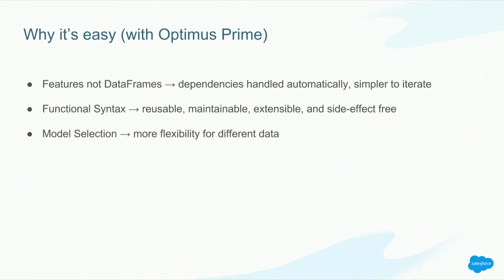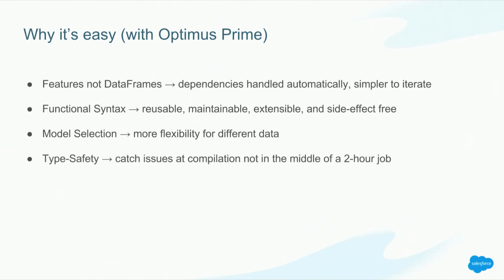We can do model selection over a much broader range of models, a much broader range of parameters. So that allows us to dial in to the most accurate model we can get for the particular situation. And lastly, we have type safety.